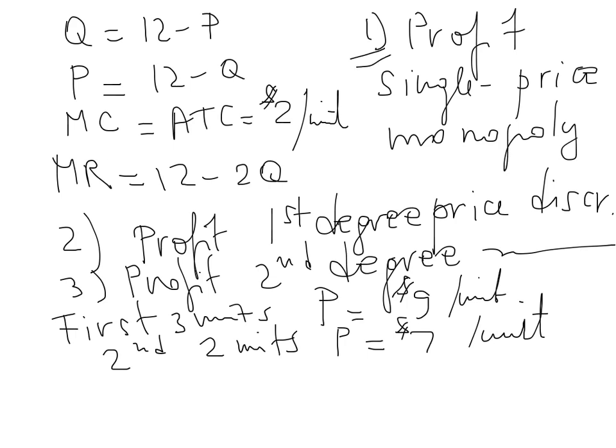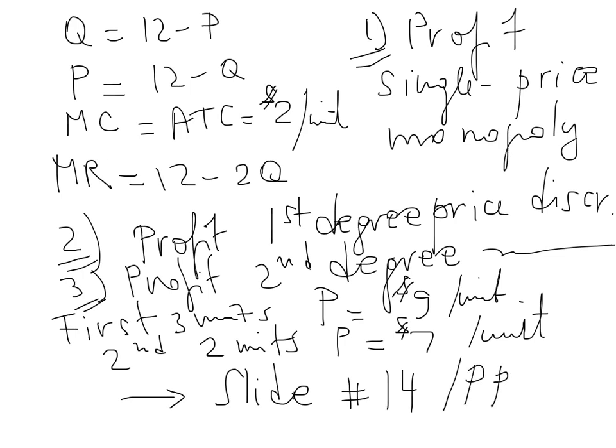Case 1, single price monopoly. Case 2, first degree price discrimination. And case 3, second degree price discrimination. Just do the calculations similar to what we did previously. And when you are done, please go and check your calculations, you have the final results given on slide number 14 in the PowerPoint chapter 10. So go ahead and check your calculations, and hopefully you'll have the right results there.